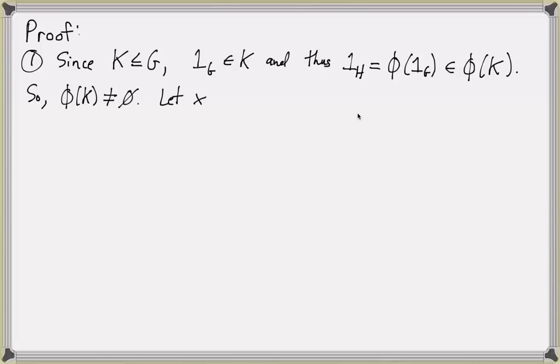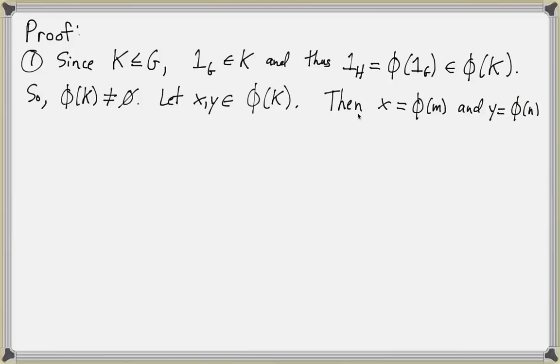Now let X and Y be in the image of subgroup K. So to show that the image of K is a subgroup, we're going to show that XY inverse is also in the image of K. Then X equals phi of m, and Y equals phi of n for some elements m and n in subgroup K. Well, since m and n are in subgroup K, then m n inverse is in K. Again, this follows since K is a subgroup of G.